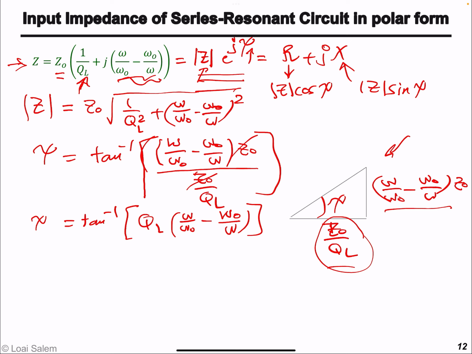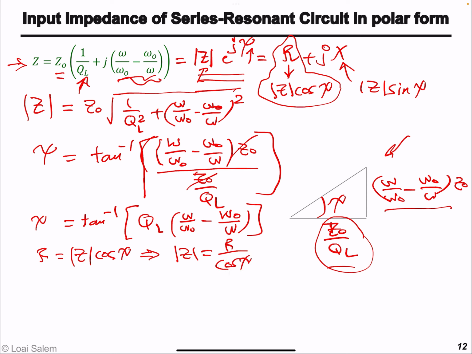This expression for the real part, that R is equal to magnitude of Z cosine psi, we'll use a lot to find the current in the RLC circuit. And so essentially we're going to replace the magnitude Z as the ratio between R divided by cosine psi later on. So it will be nice to find the expression for cosine psi.